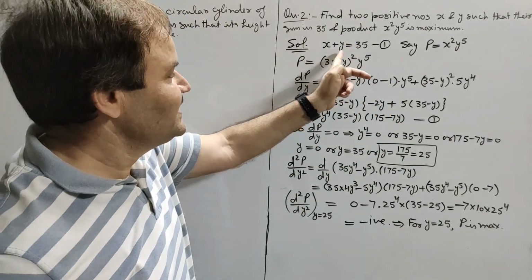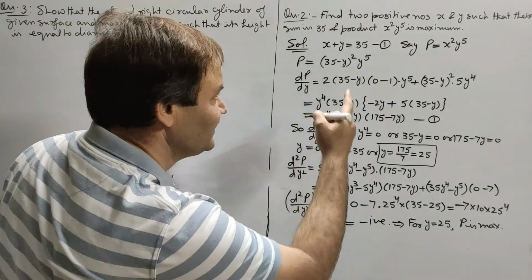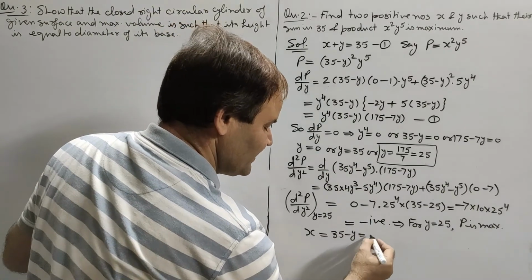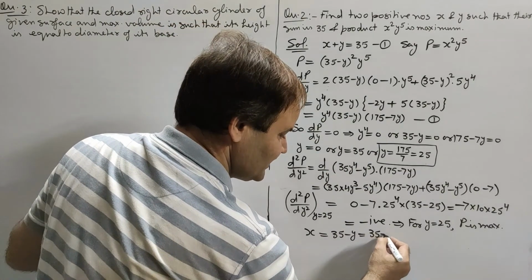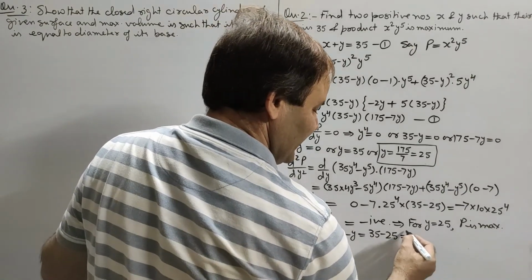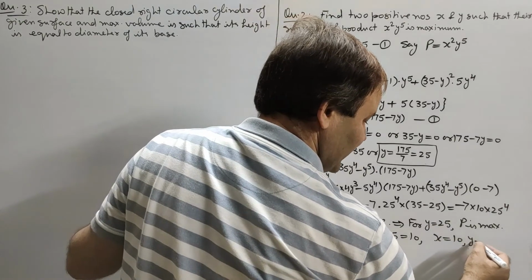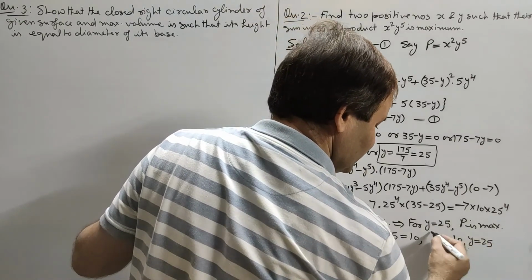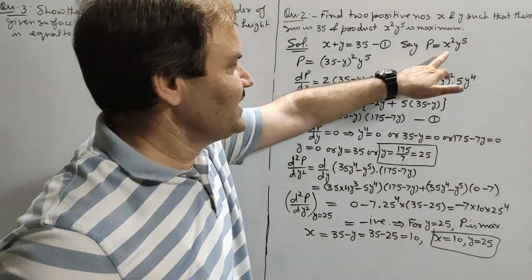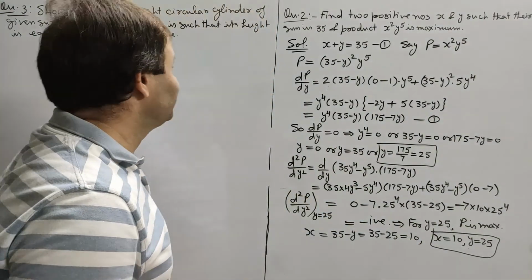From this equation we can find out x. X will be 35 minus y, that is 35 minus 25, that is 10. Thus the values of x and y are 10 and 25, such that the product P, that is x square into y to the power 5, is maximum.